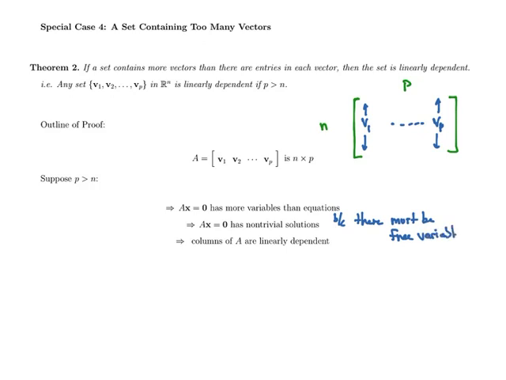If you have more columns than rows, you can only have one pivot in each row and one pivot in each column, which means that there's going to exist some column without a pivot, which means we have a free variable. And we talked about if the homogeneous equation has non-trivial solutions, that means that the columns of A are linearly dependent. That is an outline of that proof, that if you have more vectors than there are entries in the vector, more variables than there are equations, you're automatically linearly dependent because there must be a free variable and thus non-trivial solutions.